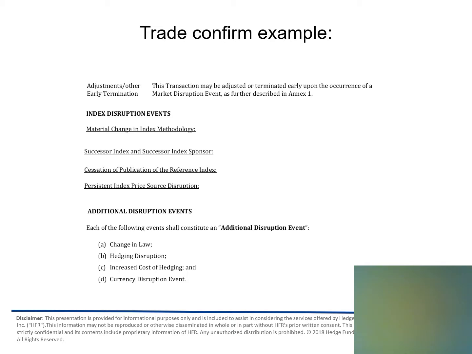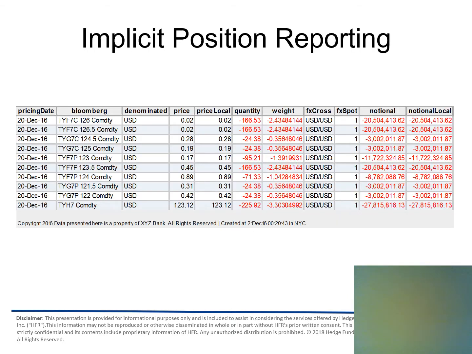So those are the major items to look out for in a trade confirm. They revolve around the timing of payments, fees, and how they're calculated, and early termination and disruption date provisions. So now let's move on to explore a few other items.